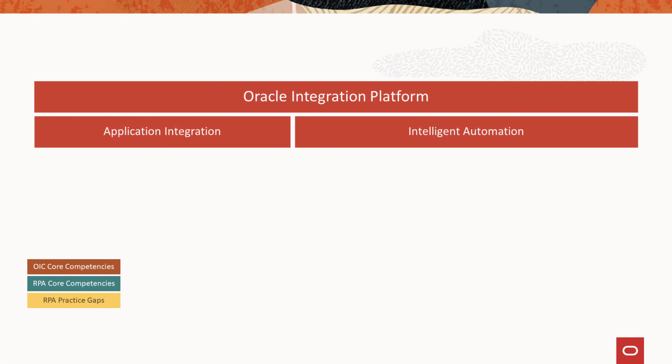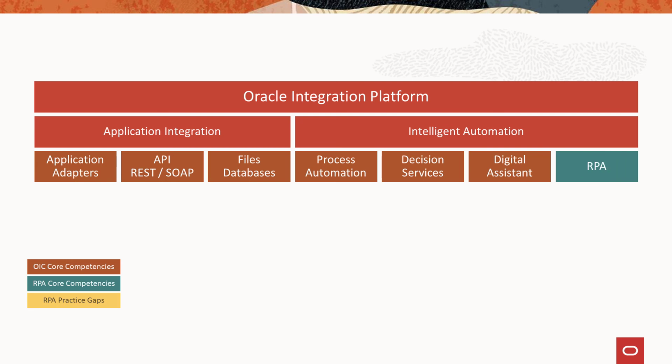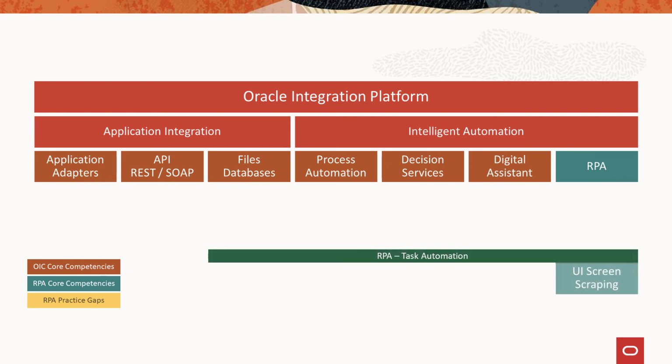Another thing to think about, from an Oracle integration platform perspective, is that there are a number of different ways in which we enable you to automate your integrations, business processes, or business workflows. These include application adapters, REST or SOAP APIs, files, databases, process automation, decision services, digital assistant, and RPA. With RPA, primarily the UI screen scraping is something you would be able to use robots for. Computer vision is essentially imaging or OCR technology.